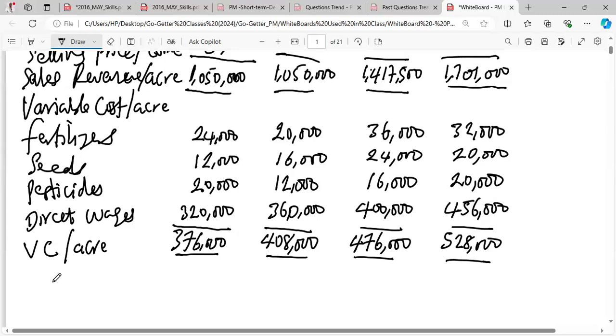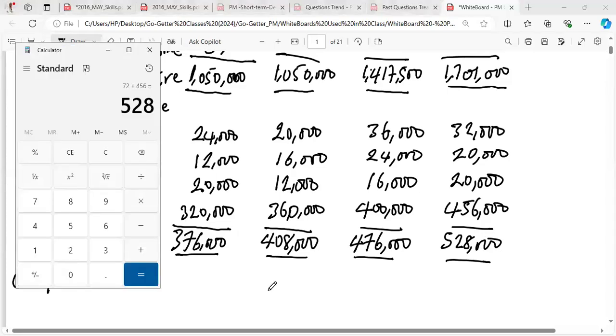The next thing to do here is contribution per acre. So this is also in Naira. Contribution per acre is simply sales revenue per acre minus variable cost per acre. I already have 528 on my calculator, so I will just put a negative sign beside it. I will say plus 1701. That gives me 1173.